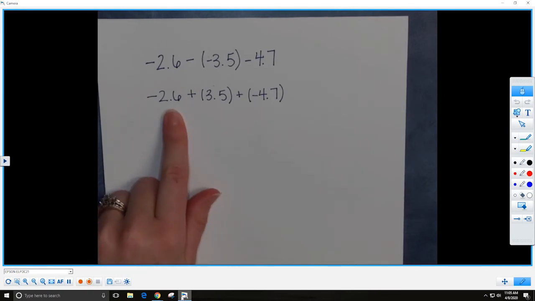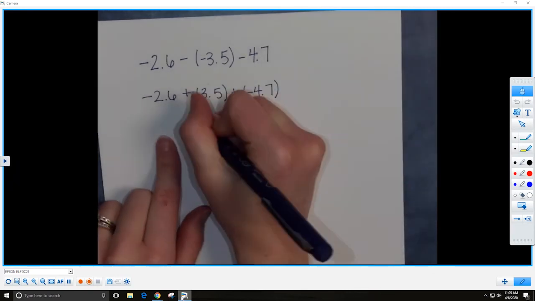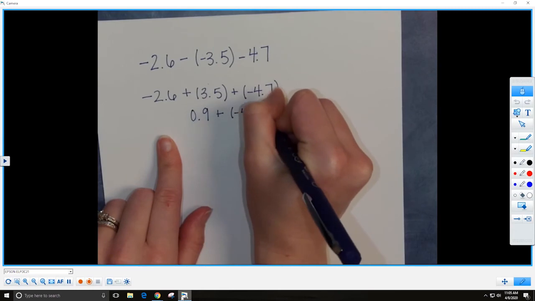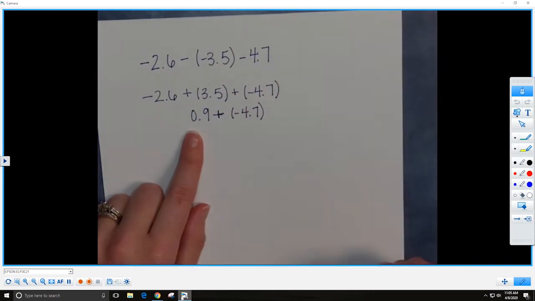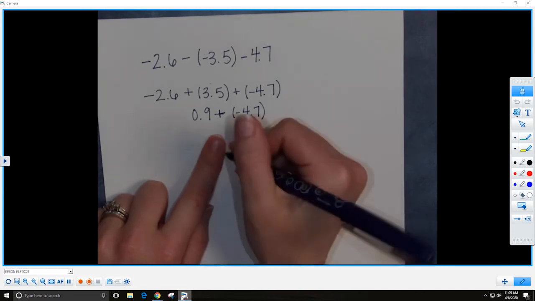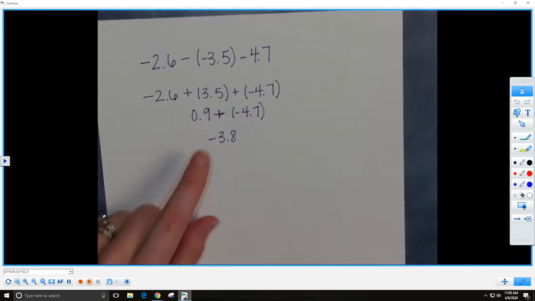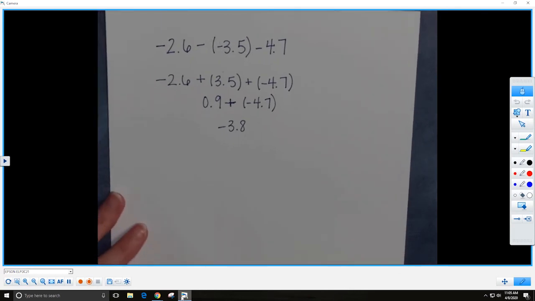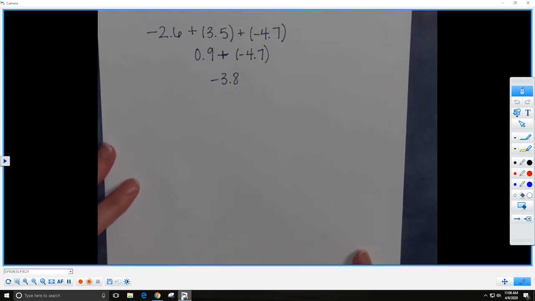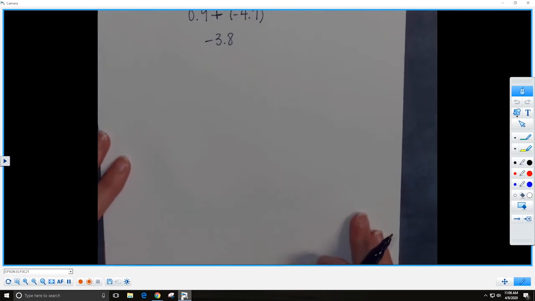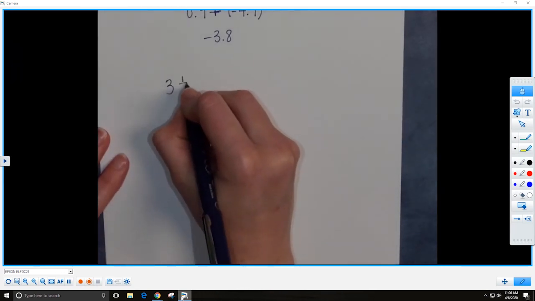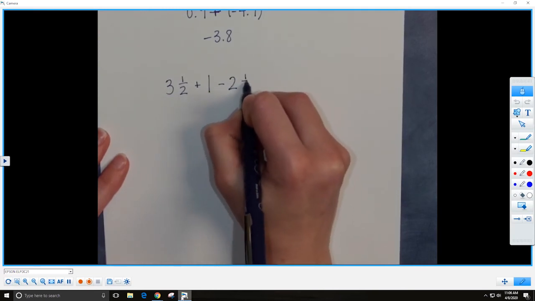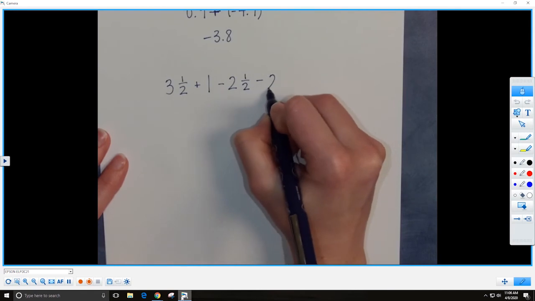Well, negative 2 6/10 plus 3 5/10 is 9/10. 9/10 plus negative 4 7/10 is negative 3 8/10. How'd you do? Awesome. Let's try this one. Remember to make a prediction of whether the answer is positive or negative, and then work the problem to get the answer. 3 1/2 plus 1 minus 2 1/2 minus 2.